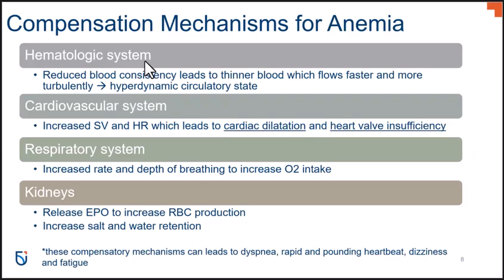In the hematologic system, what we see is that when there's less red blood cells, blood is actually thinner. And so it's going to move faster and much more turbulently, leading to what's called a hyperdynamic circulatory state. Within the cardiovascular system, there can be an increase in stroke volume and heart rate to help compensate for the reduction in oxygen. So the heart tries to beat faster and pump out more blood volume. So this is cardiac output in order to deliver oxygen to tissues.